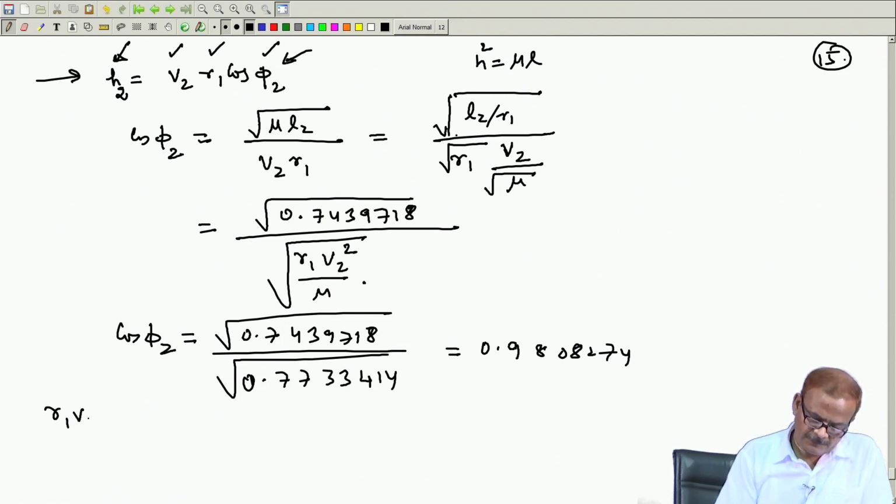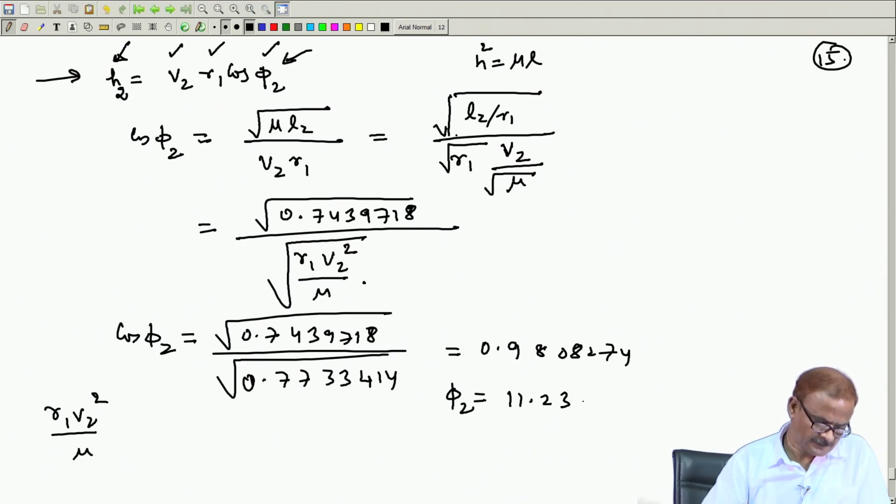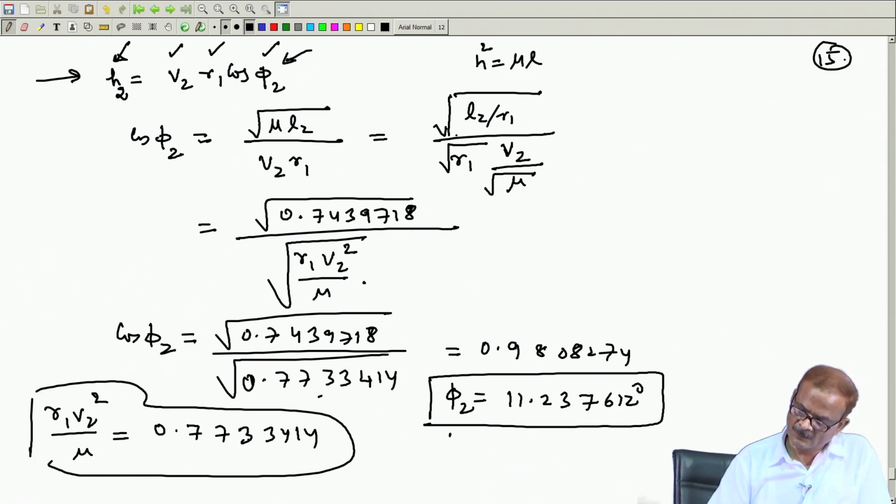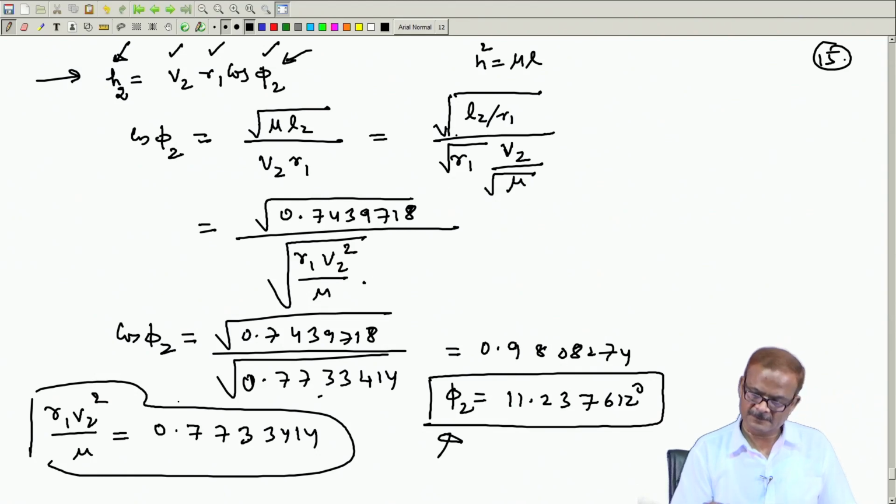So, R 1 V 2 square divided by mu, and from here we can write this phi 2 value. Phi 2 will turn out to be 11.23761 degree. This is phi 2, the flight path angle, and this quantity you can similarly write as 77. Already we have used it here. So, this is 77.33414. So, now this flight path angle is available to us.